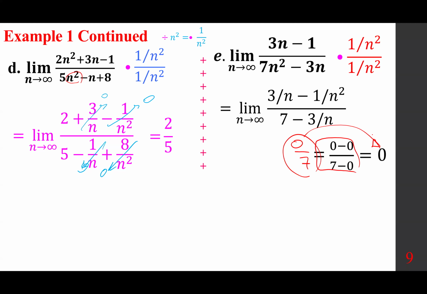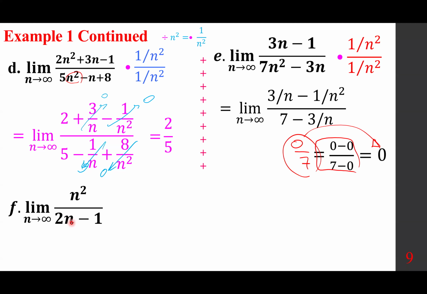And I hope you remember when we did horizontal asymptotes in pre-calculus, we said when the degree of the numerator is the same as the degree of the denominator, y equals 2 over 5 is the horizontal asymptote. When the degree of the numerator is less, it becomes 0. And if it's larger, as it is the case here, we're going to again divide by the highest degree term in the denominator, n.